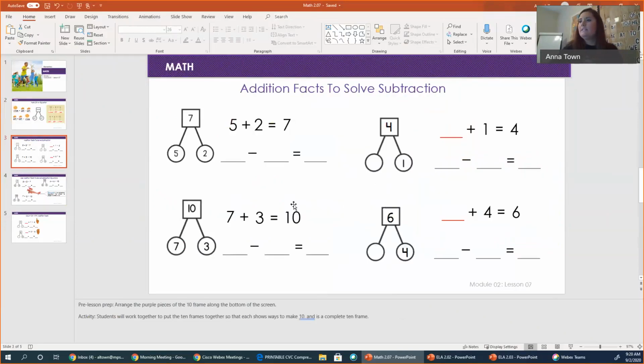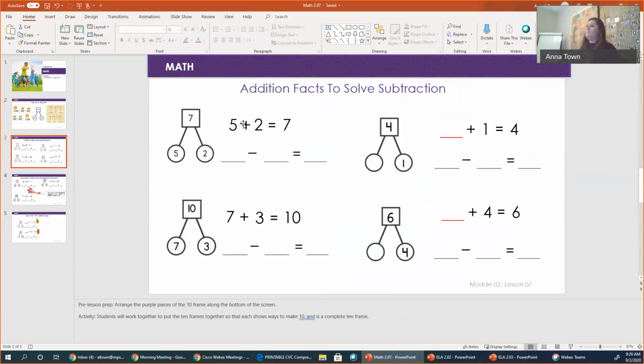So what we're going to do here is I am going to walk you through and do these. We're not going to do these 2 over here. We're only going to focus on these 2. I'm going to do these 2. These are going to be your models. Then we're going to go on to the next page, and you're going to solve the 3 on your own.